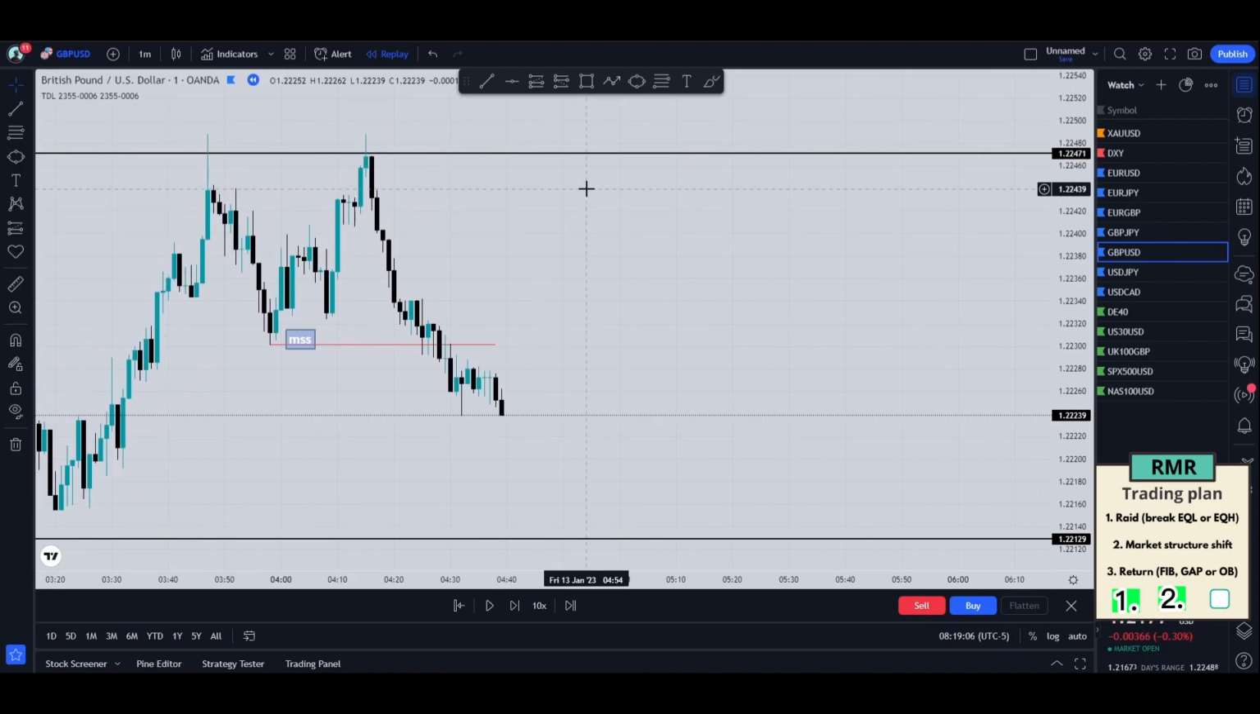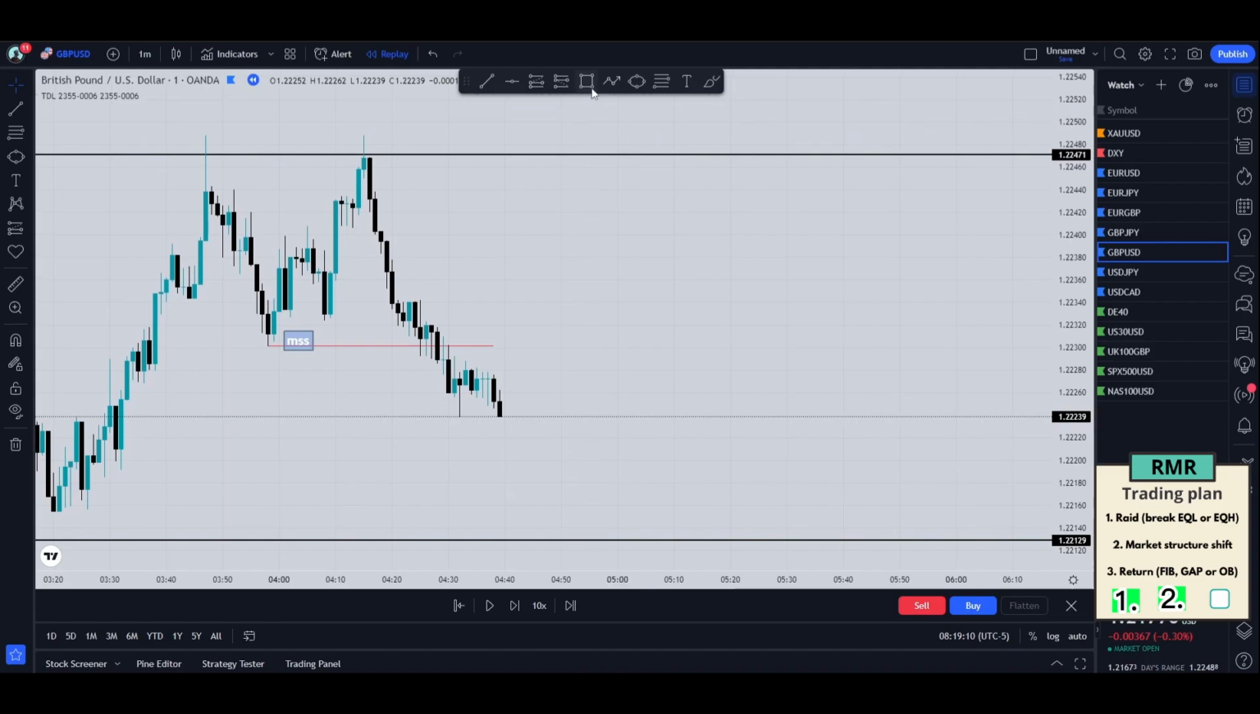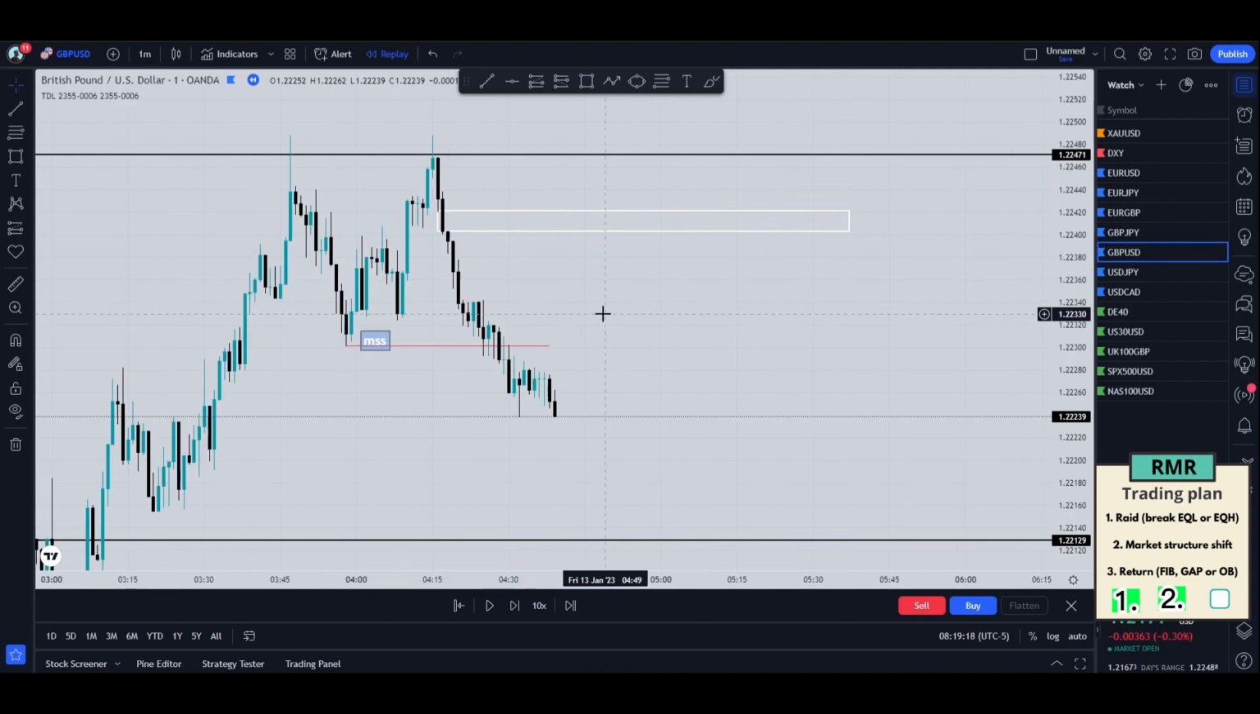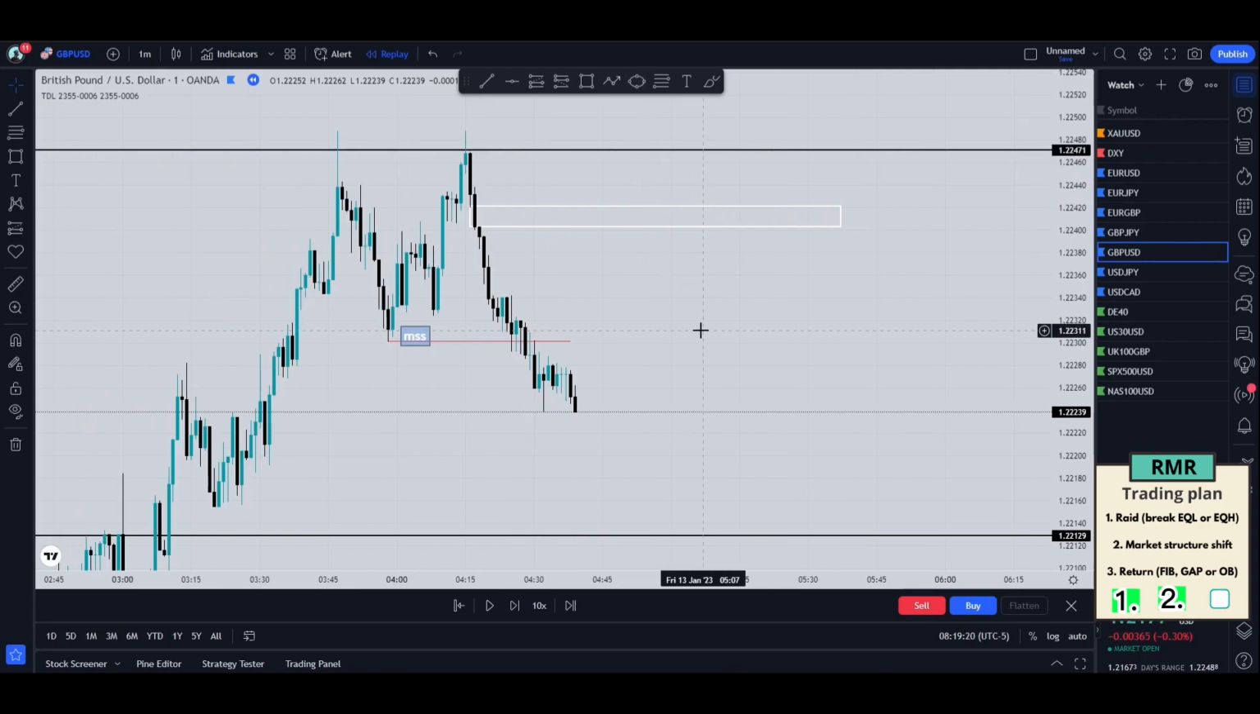You can see there are a lot of fair value gaps, and it's easier to find them on the 1 minute time frame. That's why I use the 1 minute time frame for my entries, and I'll be drawing it right there. I think it's a very good entry because there is a very good risk to reward ratio when you place your stop loss above the high.